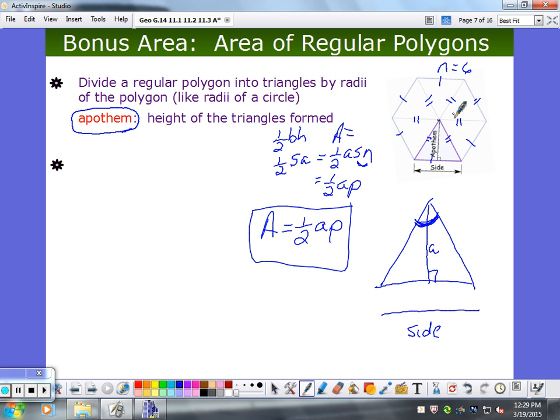Right? This whole thing is 360. These are all congruent triangles, so these are all congruent angles. This particular one has 6 sides. So what's this angle? 60 degrees.